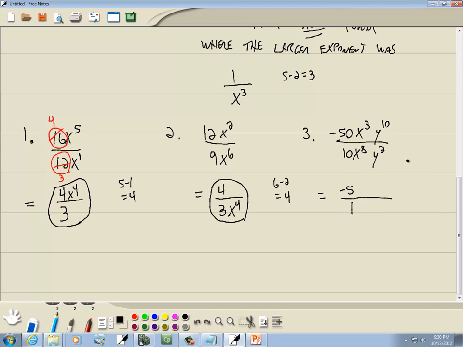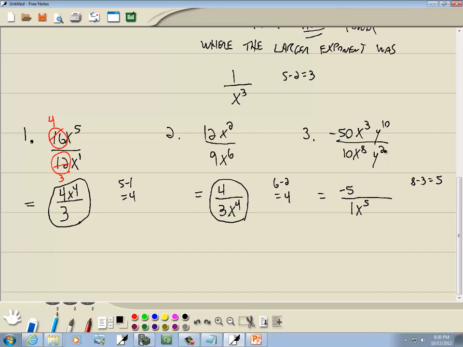Now for the x's. I got x to a power over x to a power. So subtract the smaller exponent from the larger one. 8 minus 3 gives us 5. And we're going to have x to that power where our larger exponent was, which was downstairs.